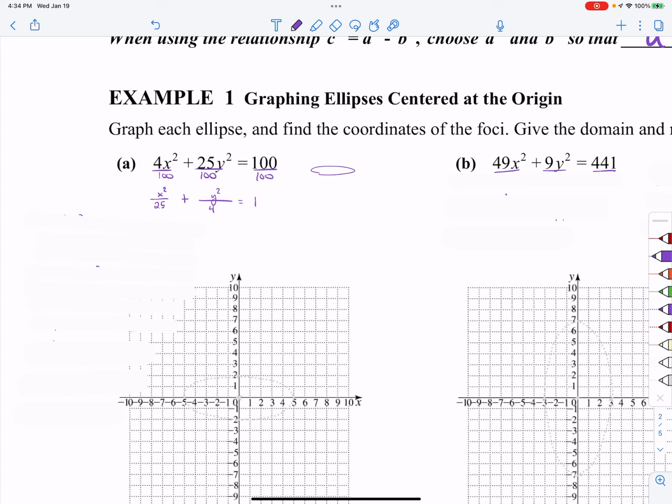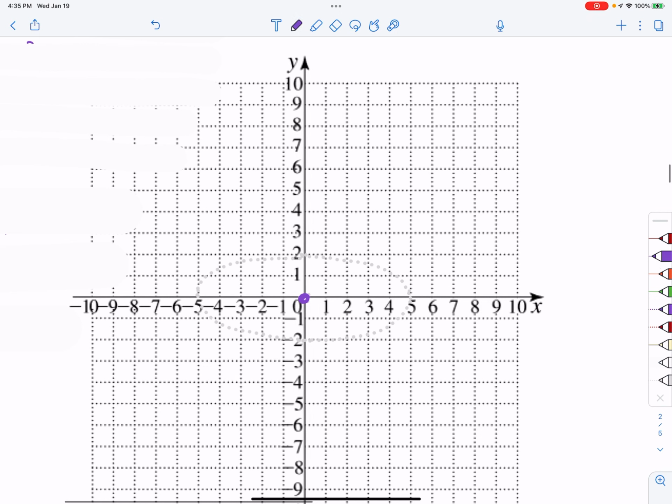My a value is going, let's see, I don't even remember the order that I hid these things, so let's see what's underneath. We can see that the center is at 0, 0, so let's go ahead and put that on our graph. The center is at 0, 0. And the next thing is that my a value is 5. Again, my a is always going to come from the larger denominator. Since my larger denominator is a squared, then I know that my a value is 5. And since this is a horizontal ellipse, that means that I'm going to go 5 to the right and 5 to the left to get my vertices.